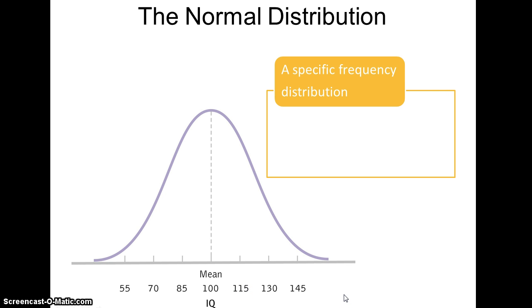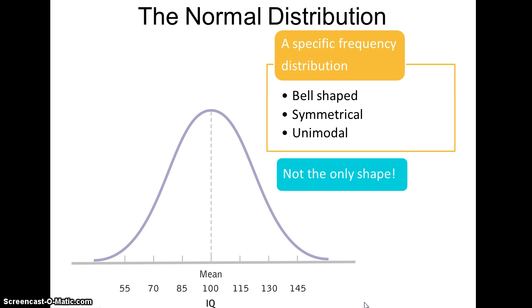The normal distribution is a specific frequency distribution that has three characteristics. The first is that it's bell-shaped, and you can see that here in this diagram, that it's shaped like a bell. That it's symmetrical. If I folded it down the middle on this dotted line, both sides would match up. And it's unimodal, meaning that it has one score that occurs most frequently, and it's right here at the peak.